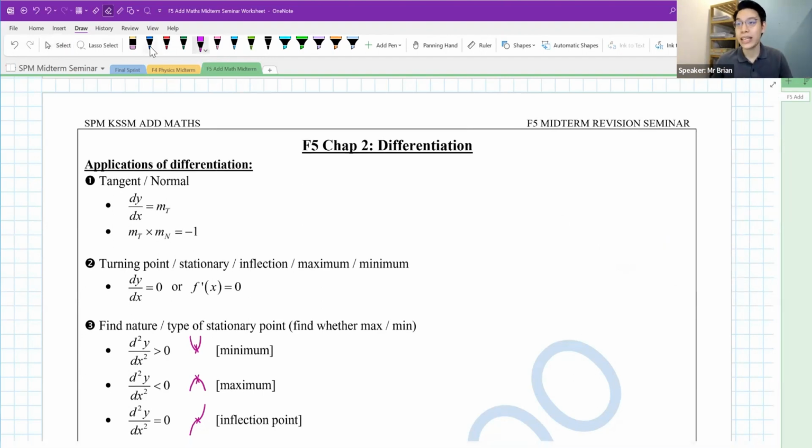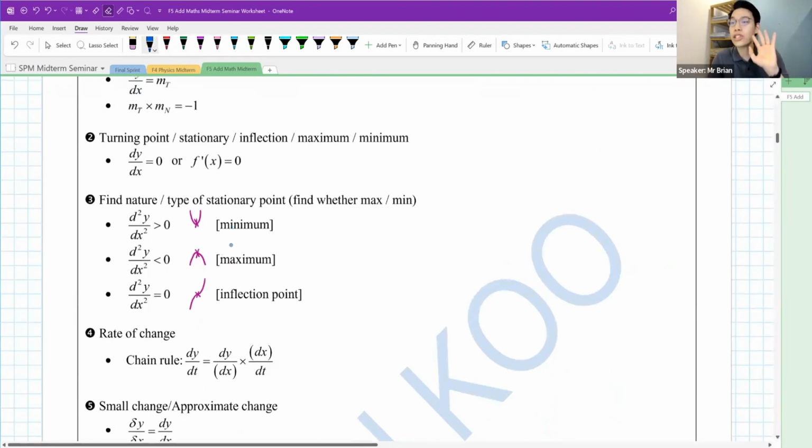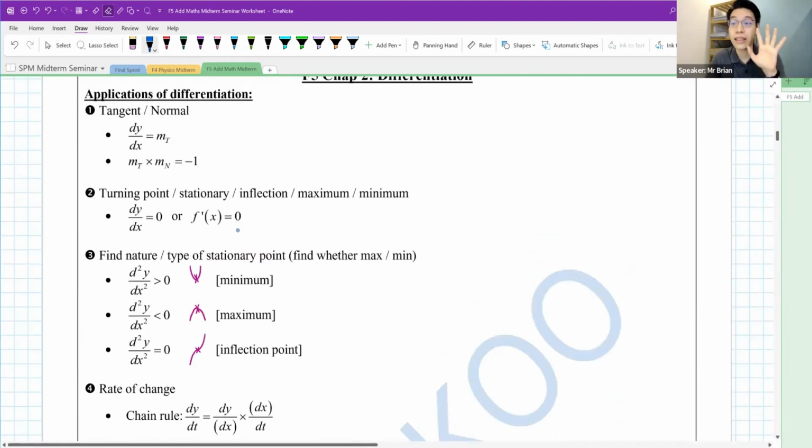The applications. I'll make your life very easy. I'll tell you straight up, there are 5 applications. Whether you knew this before or not, now you know. It is very important, because almost all 5 will be tested every single year in SPM. Sometimes they test 4 out of 5, sometimes 3 out of 5, but usually almost all of them. Very, very popular.